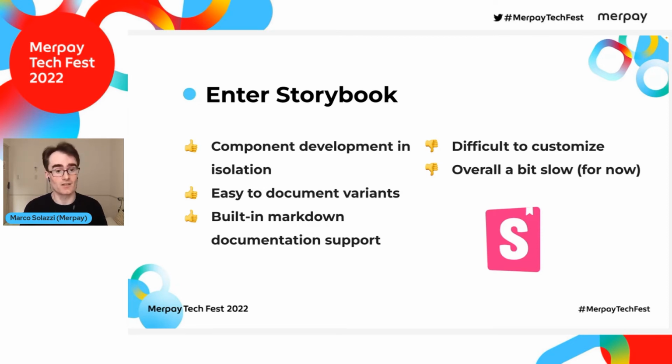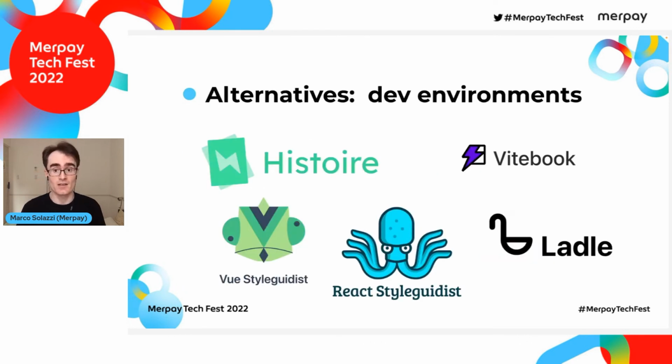On the other hand, Storybook is sometimes a bit difficult to customize if you want to apply, for example, a theming to the canvas. And overall, at least until now, it is sometimes a bit slow at first startup and at building time. So Storybook is a tool that you either love or hate. There are, of course, some good alternatives that you could use.